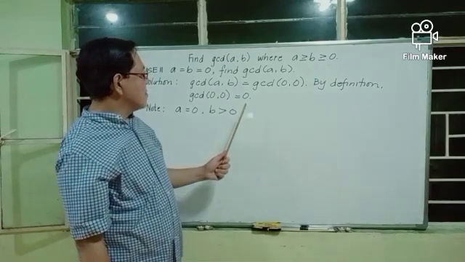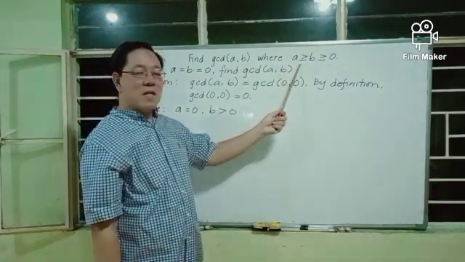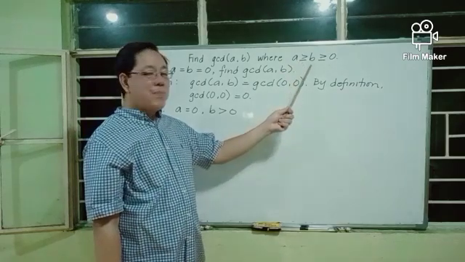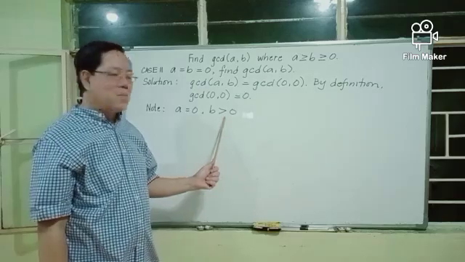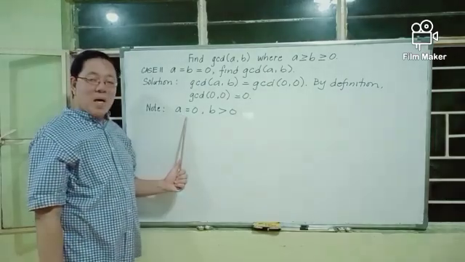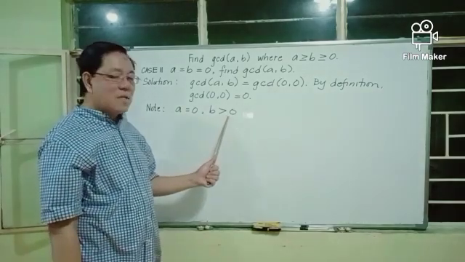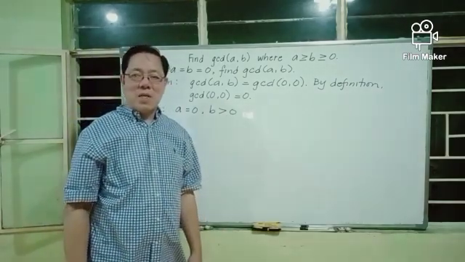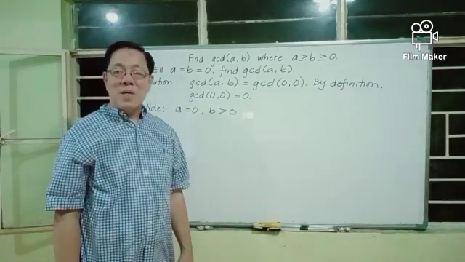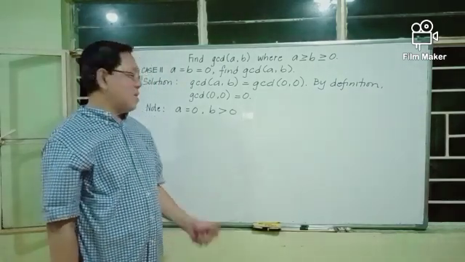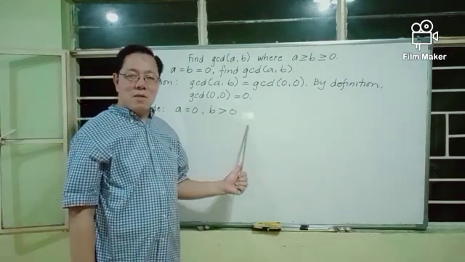And if A is 0, 0 is not equal to B because B is not 0, because B is greater than 0. Therefore, these values of A and B, where A is 0 and B is greater than 0, are not a possible case. So we cannot find by the Euclidean algorithm the greatest common divisor of A and B if A is 0 and B is greater than 0.